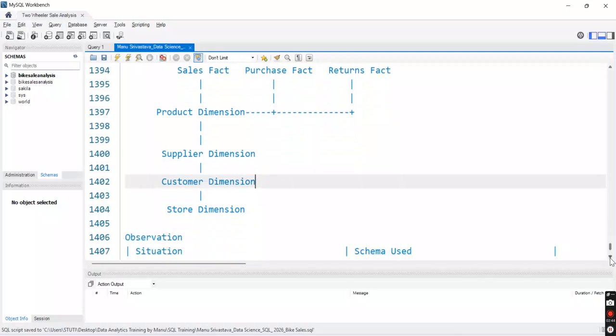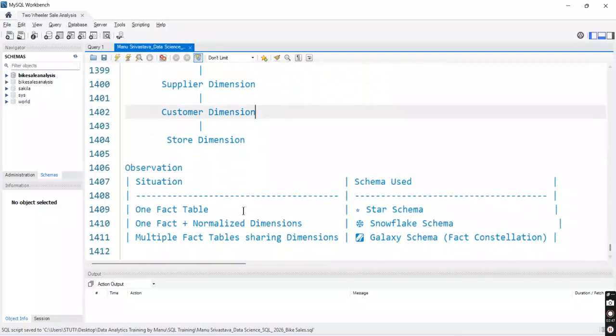If I proceed further, my friends, we should see the observation. What is the observation here? When there is one fact table, we call it a star schema, and when we have multiple fact tables sharing the dimensions, then we say it is a galaxy schema. We have one more schema that is called a snowflake schema, which has one fact plus normalized dimensions. So what does normalized dimension mean? This is a very important question. It means breaking the dimension table into subcategories to avoid duplicate values or data redundancy. This is a very important feature.